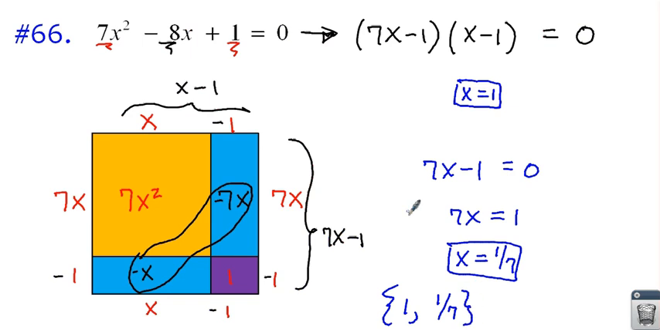And there you have it. The takeaway here is that if you can quickly factor an expression that's equal to 0, then you can also quickly solve it.